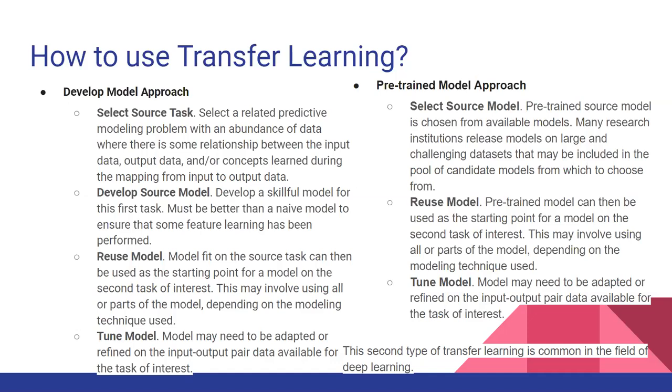So the first step in the developed model approach is basically to select the source task, which means the modeling problem with an abundance of data where there's a relationship between the input data, the output data, and maybe the concepts learned during the mapping from the input to the output data.